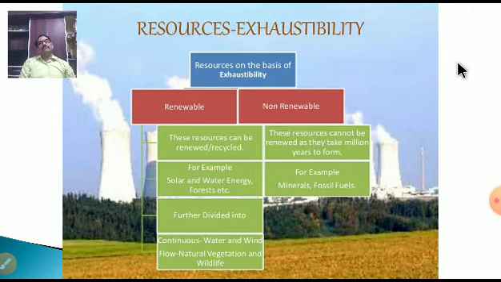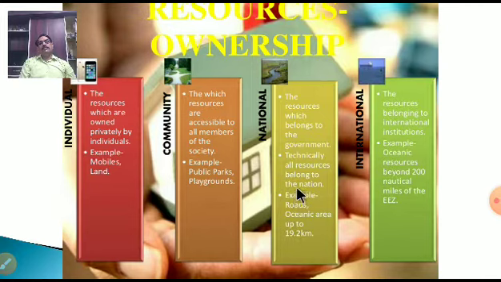Then third, on the basis of ownership. First, individual resources. These are also owned privately by individuals. Many farmers own land which is allotted to them by government against the payment of revenue.